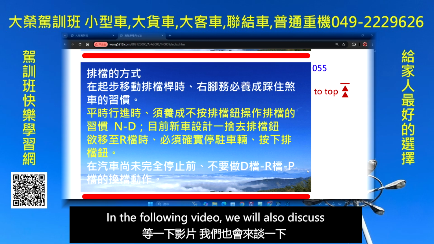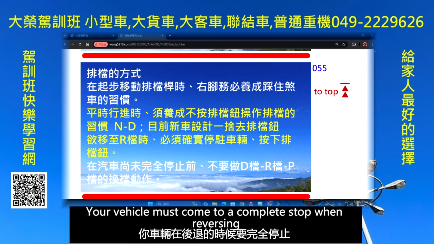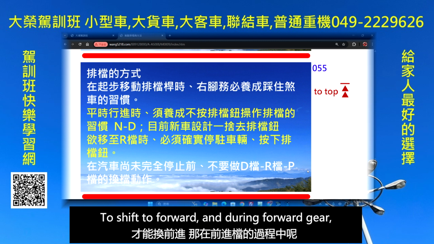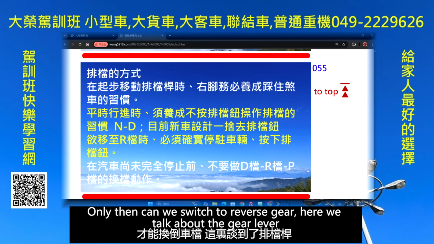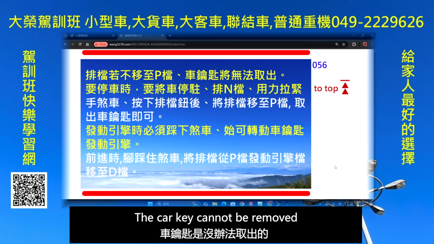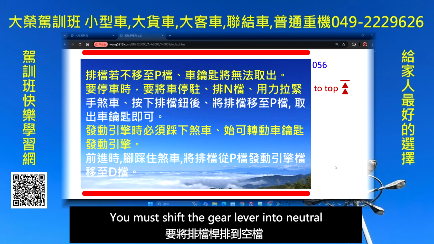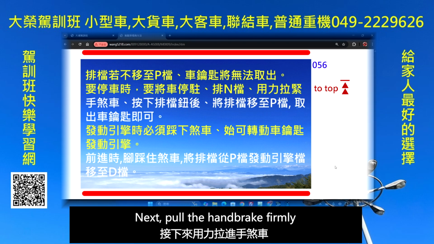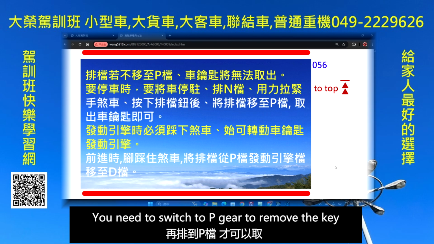In the following video, we will also discuss that your vehicle must come to a complete stop when shifting to reverse. During forward gear, it must be completely stopped. Only then can we switch to reverse gear. Here we talk about the gear lever. If it's not in P gear, the car key cannot be removed. When stopping the car, you must shift the gear lever into neutral. Next, pull the handbrake firmly. You need to switch to P gear to remove the key.